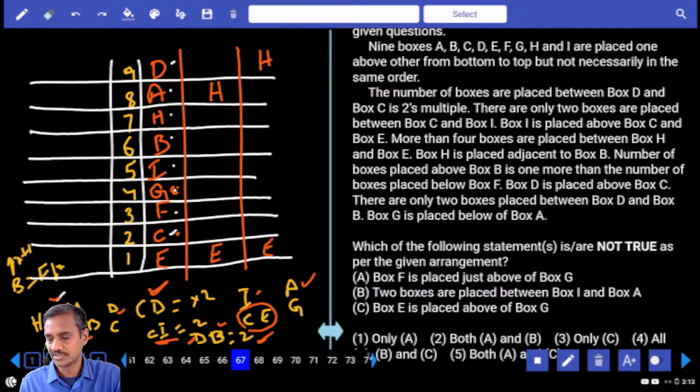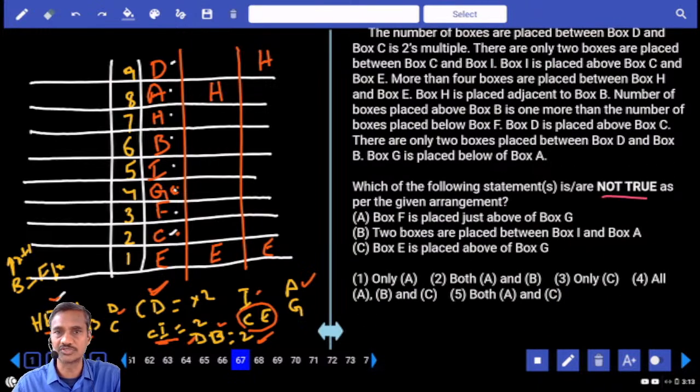Then 67. Which of the following statements is not true? Not true means definitely false. F is just above G is false. 2 boxes between I and E, in between I and E there are only 2 boxes, definitely true. E is placed above G, that's again false. Hence only B is true, A and C are not true. A and C, choice for question number 67.